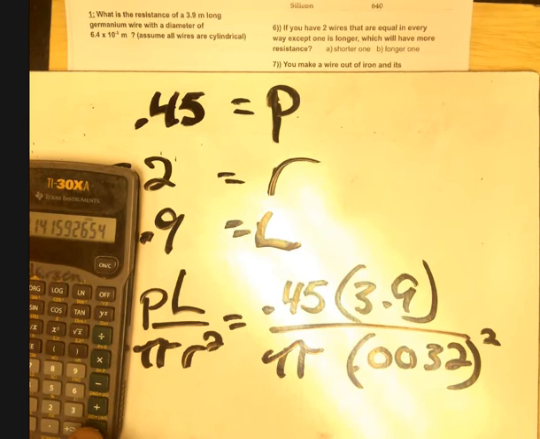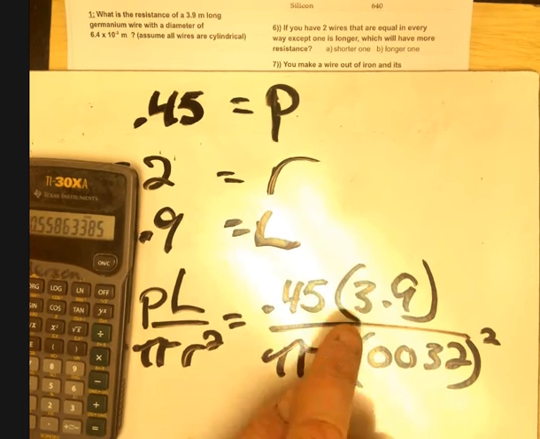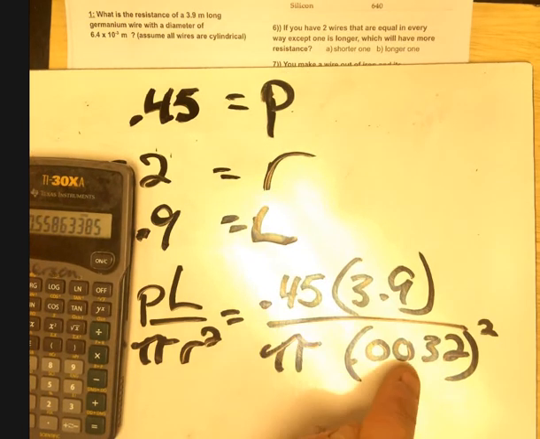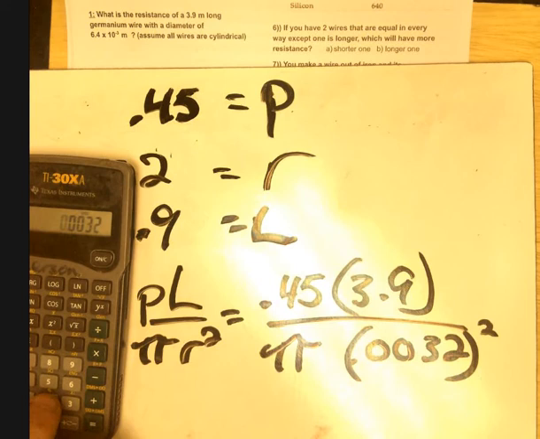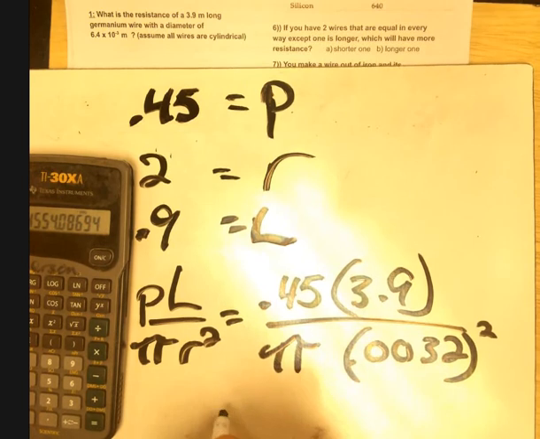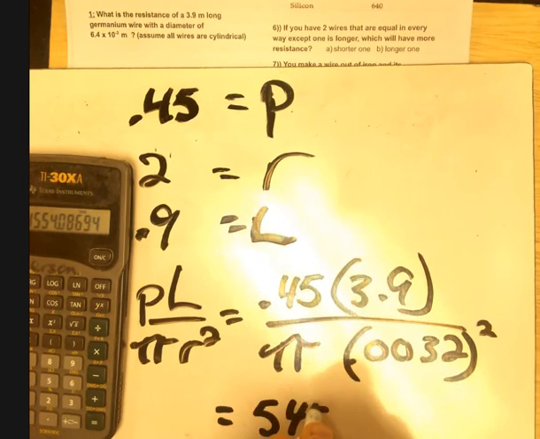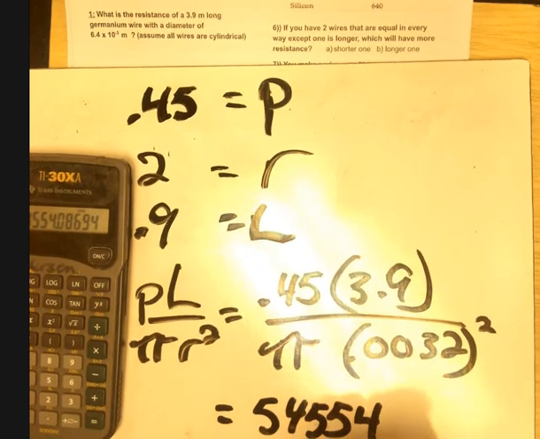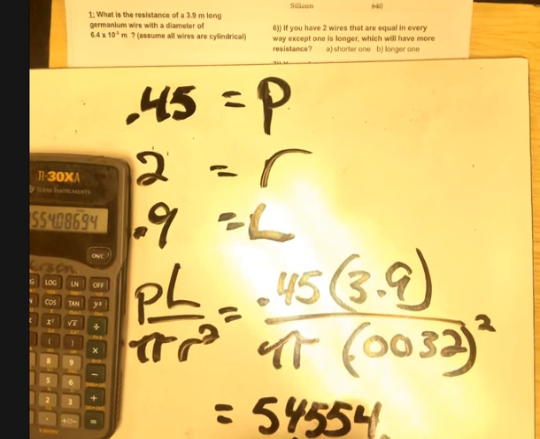I can get an equals there. And now the top is also divided by this term here. So I'm going to hit divide by again, 0.0032, and that's squared, so I hit the squared button. And now the equals, and I get my answer of 54,554 point something. So 54,554 ohms.